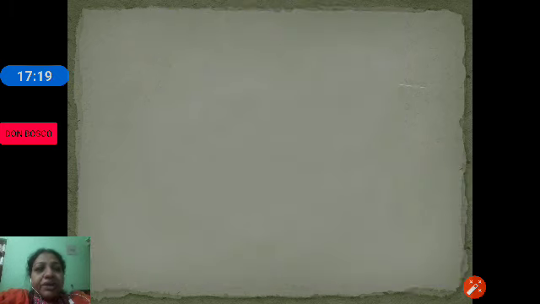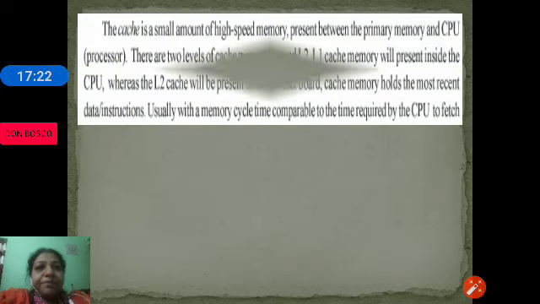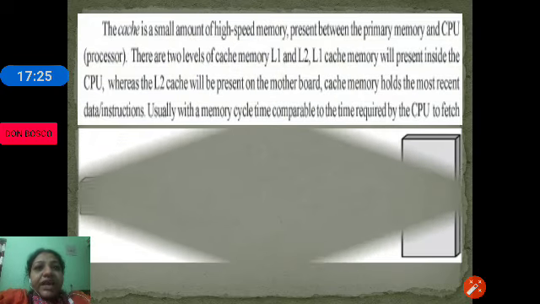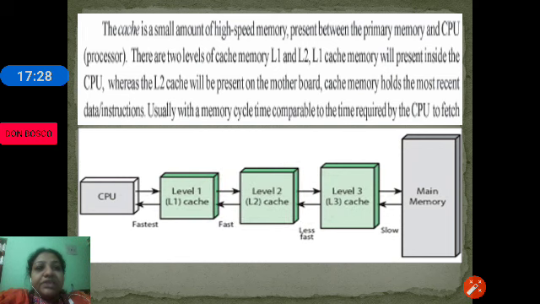Let us check out the purpose of this cache memory. Cache memory is placed in between the CPU and the main memory. There are different levels of cache memory: level 1, level 2, and level 3, called L1 cache, L2 cache and L3 cache. L1 is placed inside the CPU, whereas L2 is placed on the motherboard.